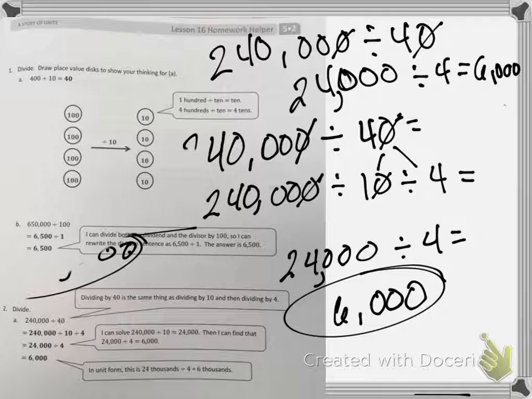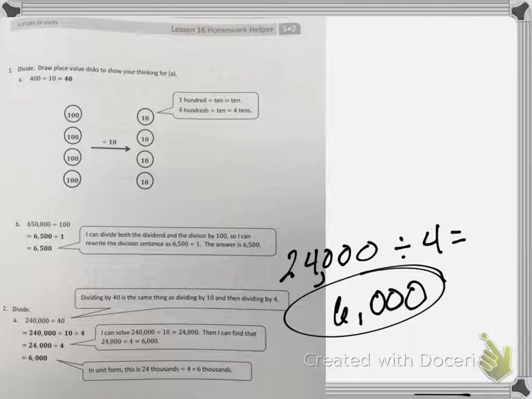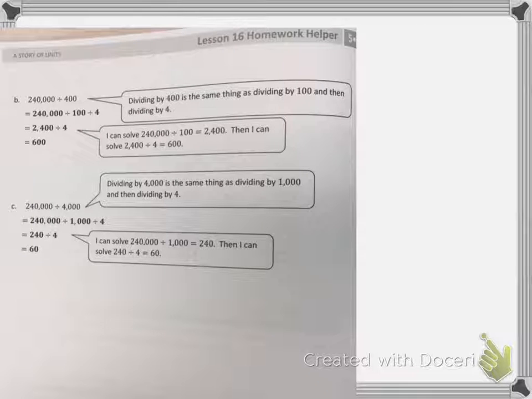All right, let's go on to the next page of the homework helper, see what that says. Now, again, this is just repeating it. Knowing how to break our number into its factors, and then crossing out zeros. Then what are we left with?